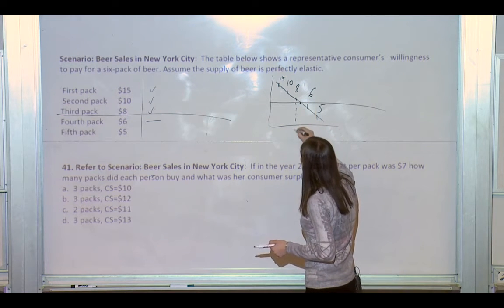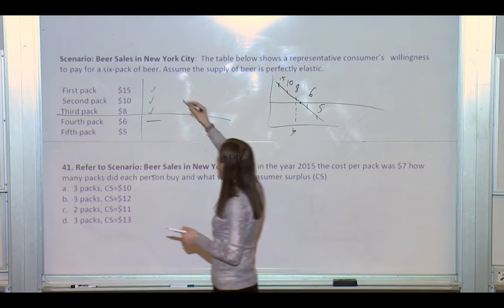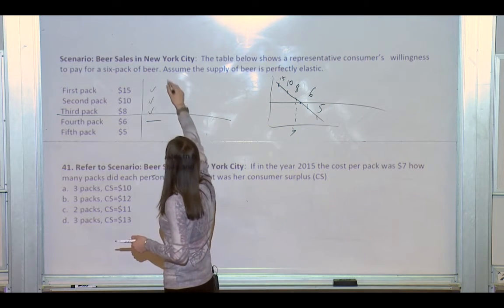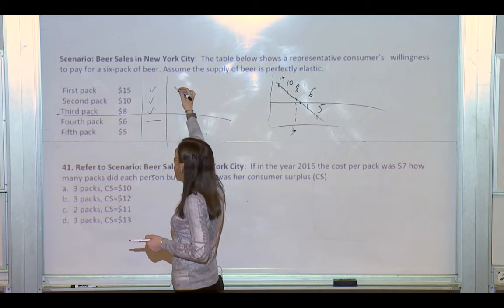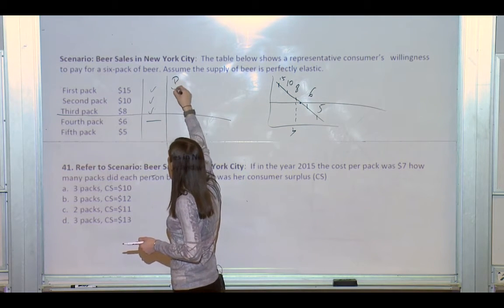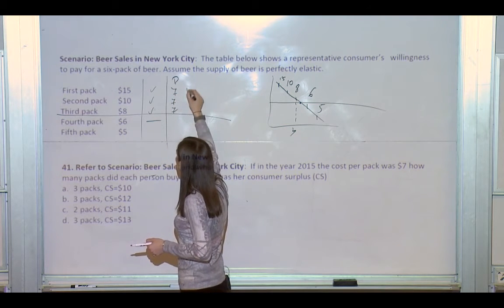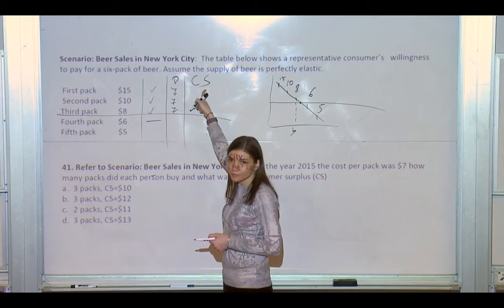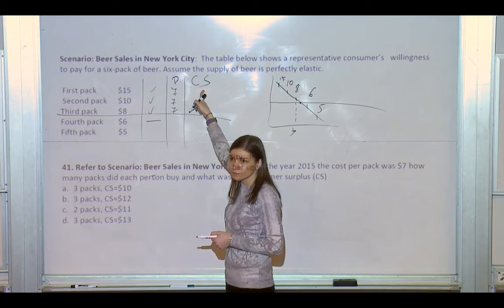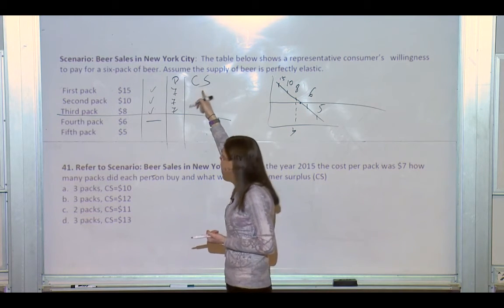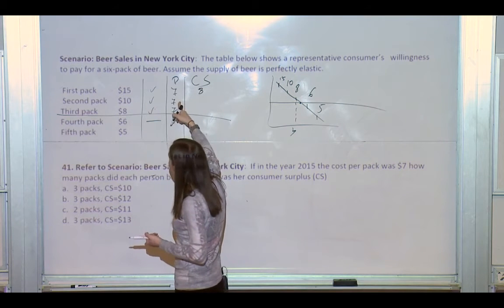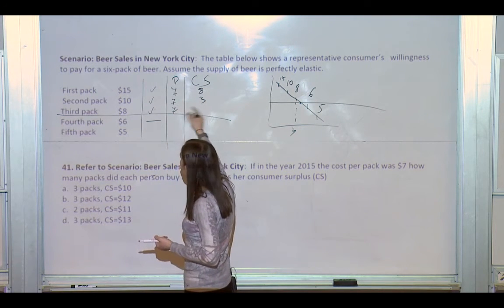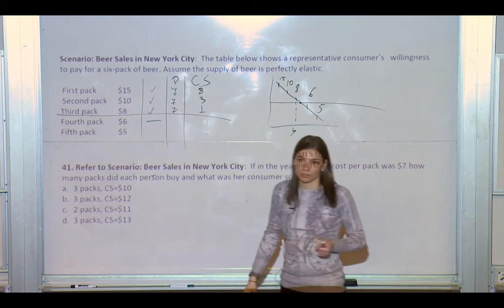Right, so they're gonna buy 3, and what's consumer surplus? Well, the price is 7, right? For each pack. So consumer surplus would be, for the first pack, 15 minus 7, or 8. The second pack, 3, and the last one, 1.